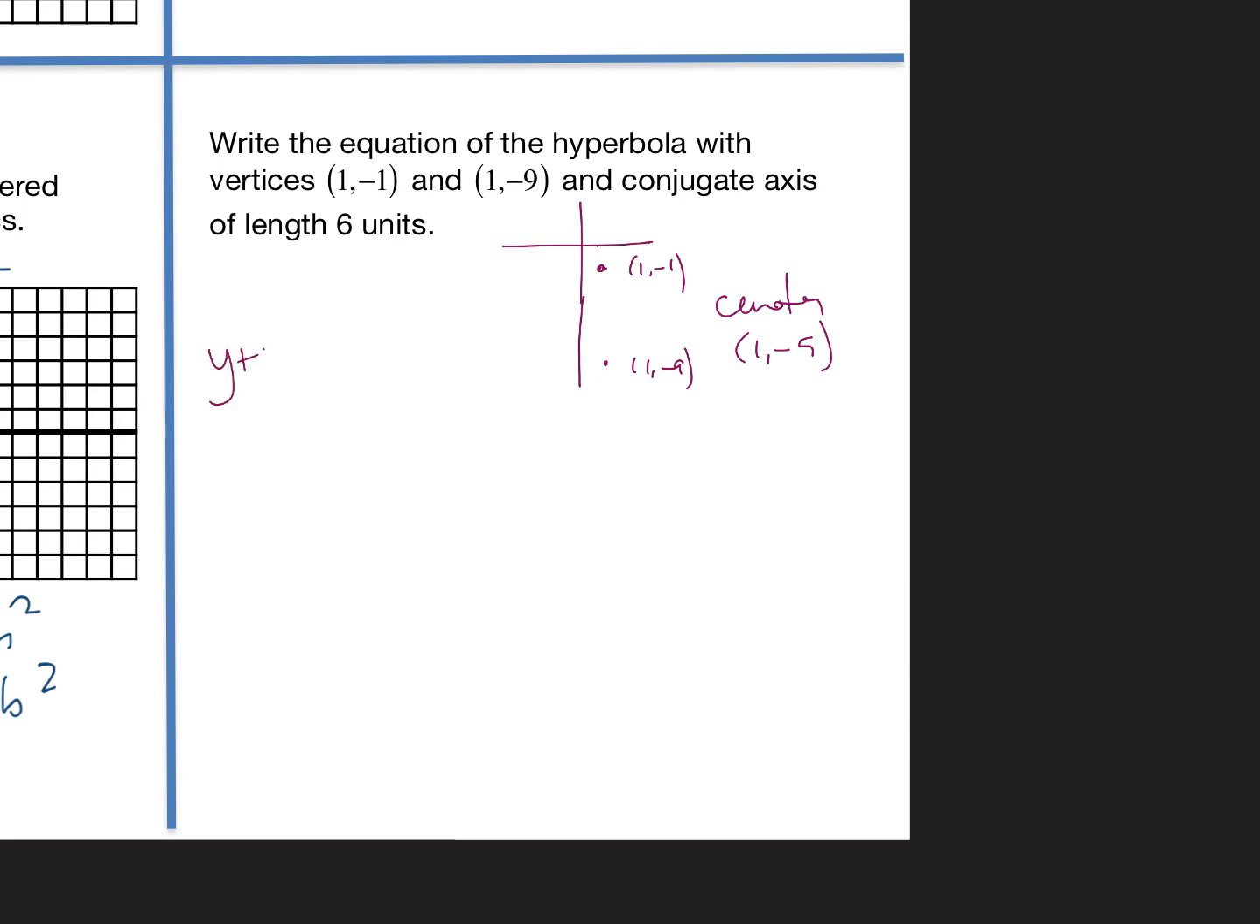So (y plus 5) squared minus (x minus 1) squared equals 1. And we counted 4 up and down, so that makes this a 16. Okay, now it also says there's a conjugate axis length of 6. So the transverse axis is 8. But from center, this whole thing this way is 6, which means it's 3 on each side, which means that's a 9.